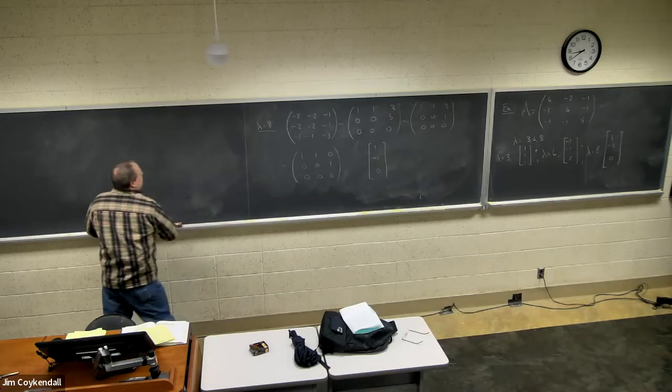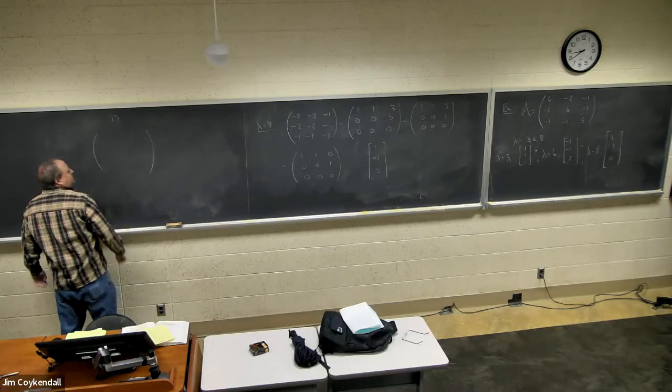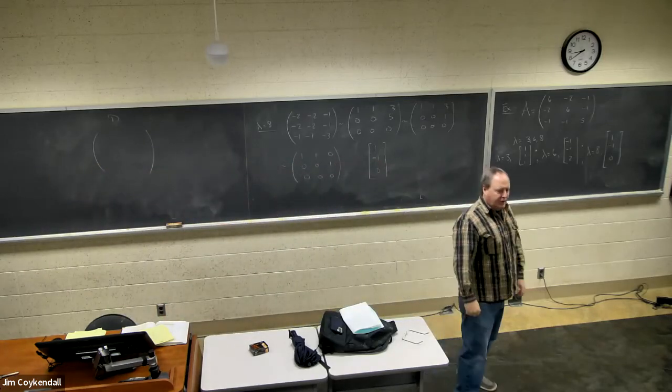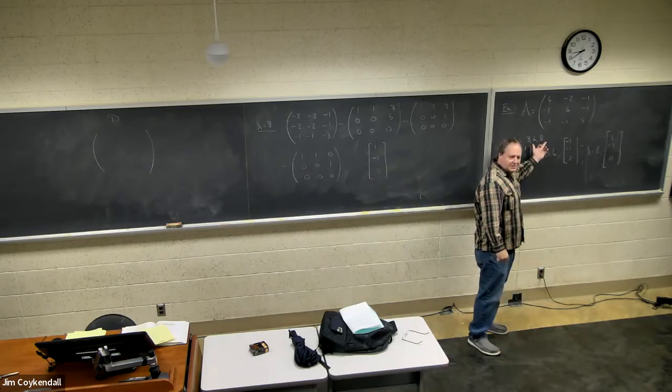Okay, let me do the diagonal matrix first. Got 3 eigenvalues. Okay, Brian, it's your time to shine. What order would you like me to put these in? 6, 3, 8.